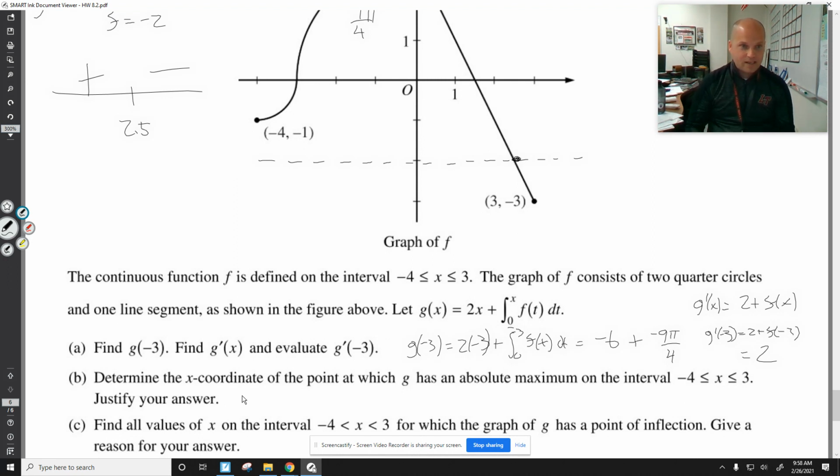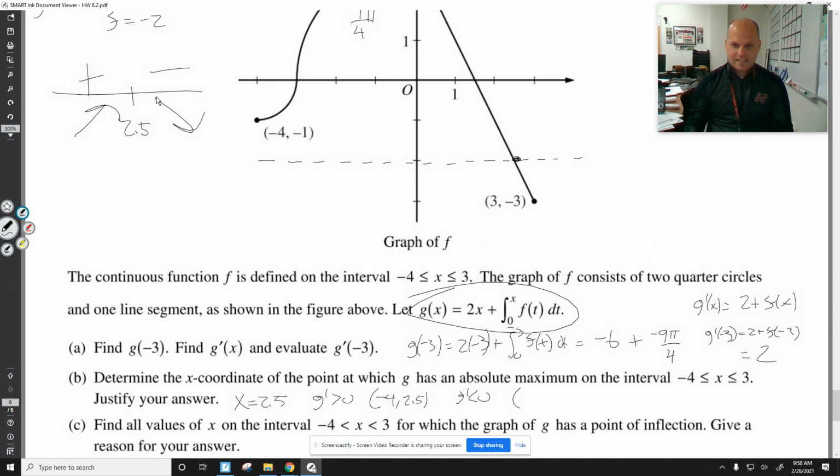When we have an absolute max, I know x equals 2.5 is definitely the absolute max because G prime is positive from -4 to 2.5, and then G prime is negative. That means G, this function, is going up and then going down. That has to be the max.